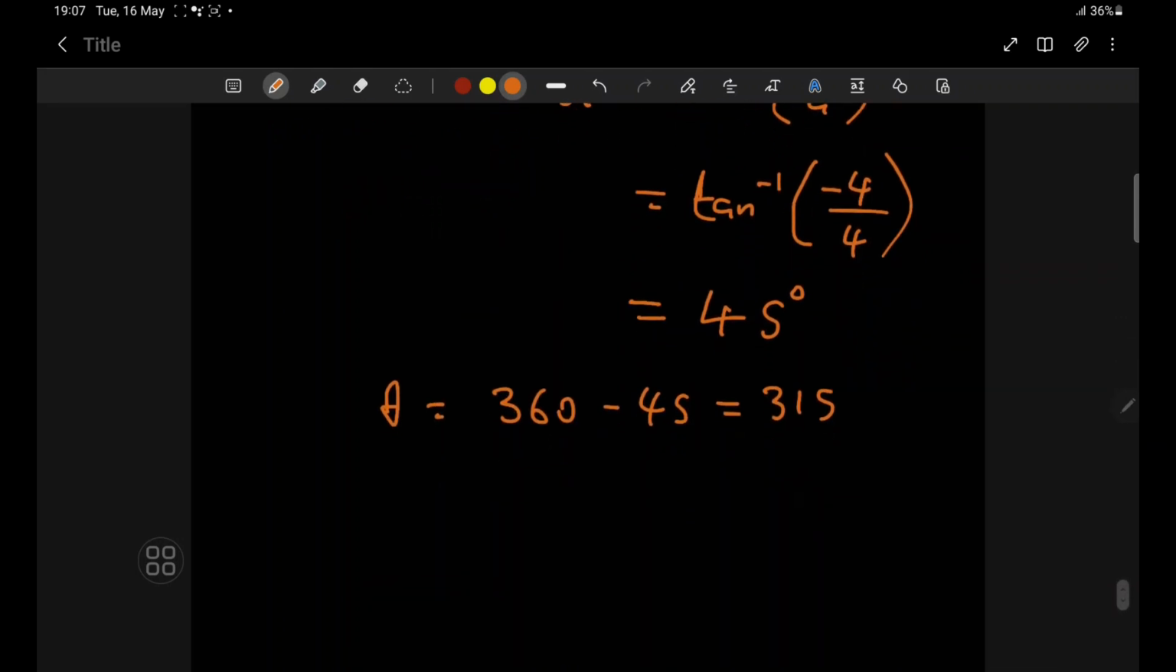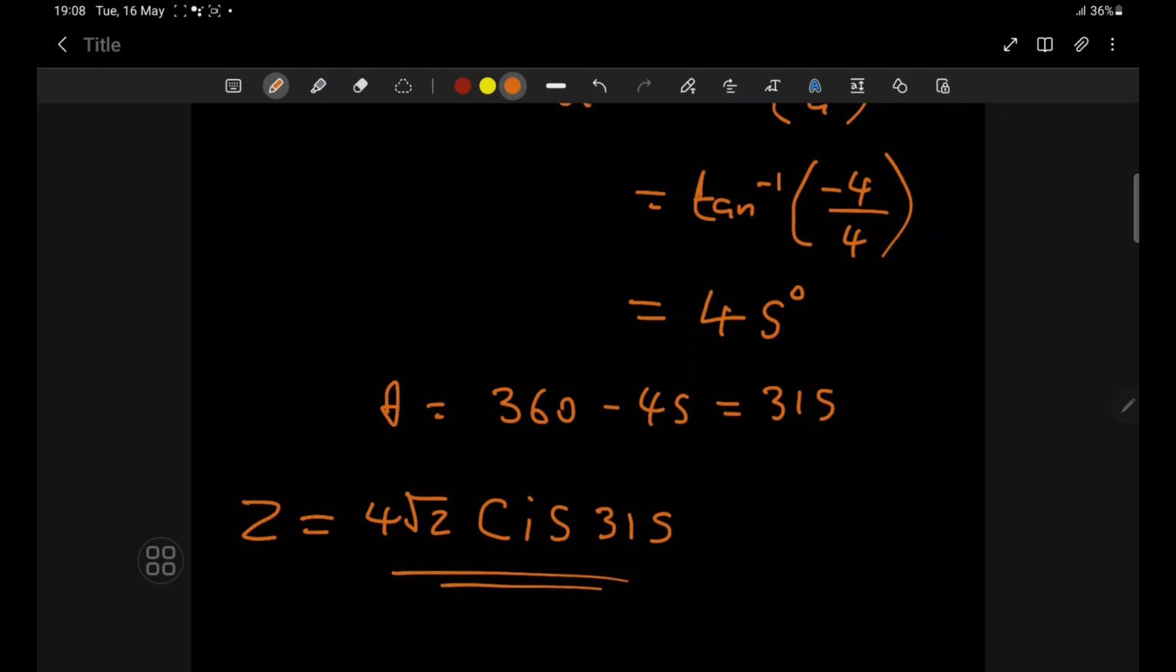So now representing everything, our trigonometric form will be our r, which we said is 4 root 2, then cos and i sine of 315, and you're done. So that's how you do it.